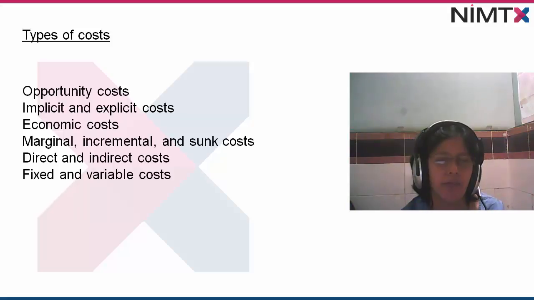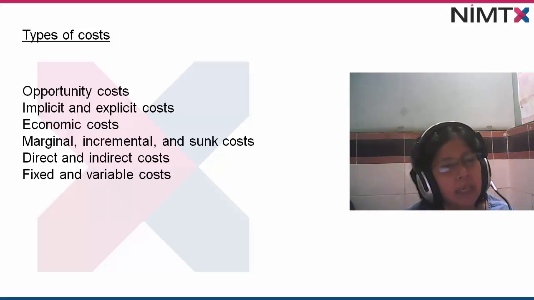Now the fourth is marginal cost, incremental cost and sunk cost. Marginal cost you can define as the change in the total cost of a firm as a result of a change in one unit of output. If there is a change in the output, then there is a change in the cost. Basically it applies in the short run, because everything depends upon your short term decision making, so a firm can easily maximize its profits.